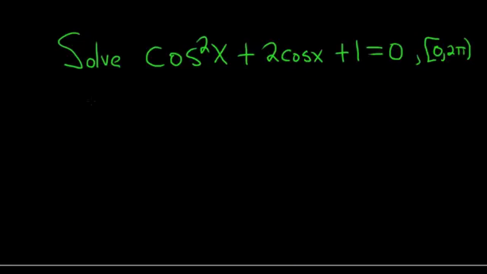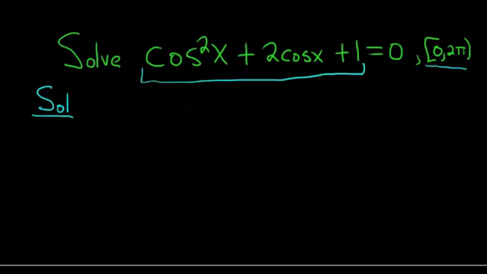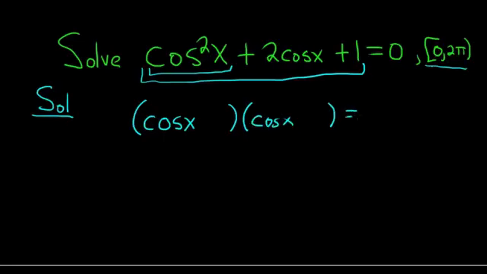Solve cosine squared x plus 2 cosine x plus 1 equals 0 over the interval 0 to pi. Solution. So we have a trigonometric equation, and it's equal to 0. So usually what you can do in these cases is try to factor. So you'll notice this cosine squared term here. So if it factors, it's probably going to look like this. Parentheses cosine x, parentheses, parentheses cosine x, parentheses, and this is equal to 0. And the reason is cosine x times cosine x is cosine squared x, right?